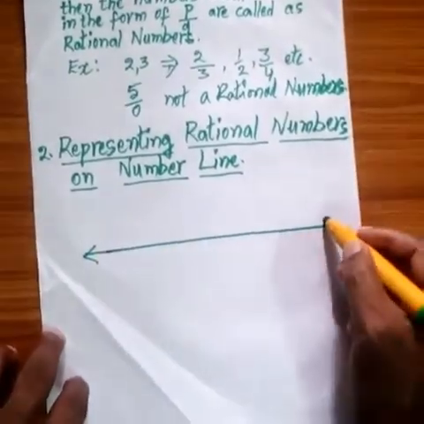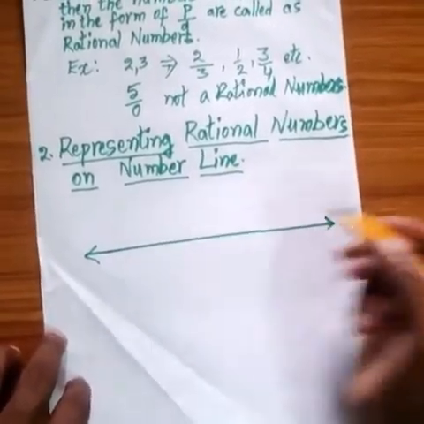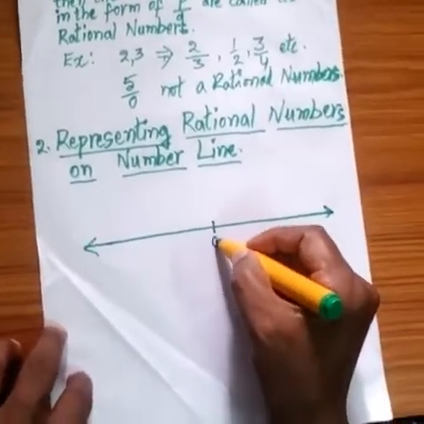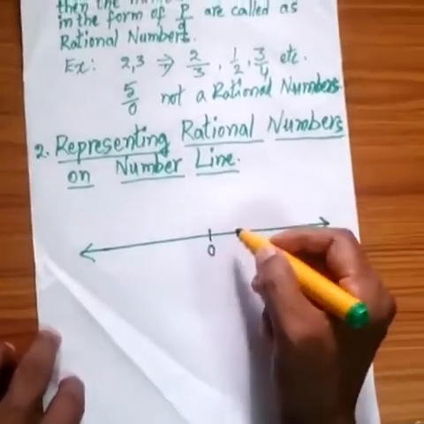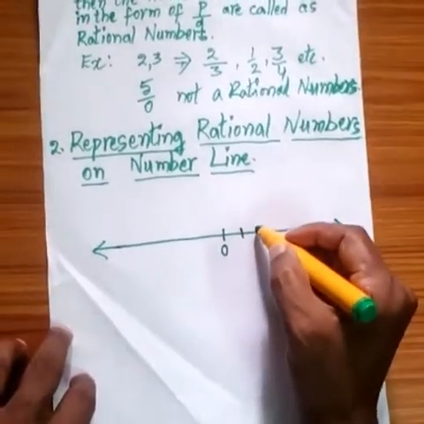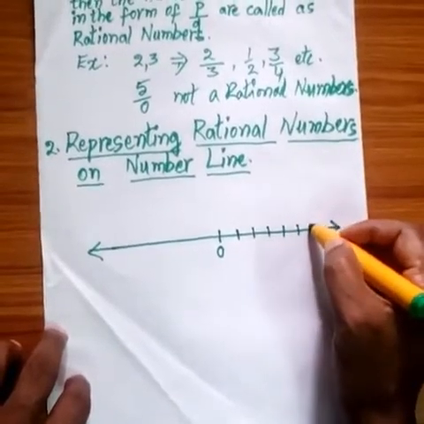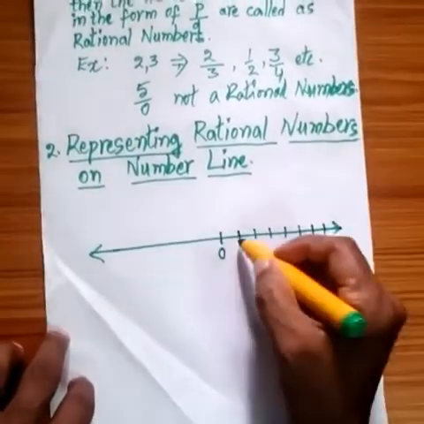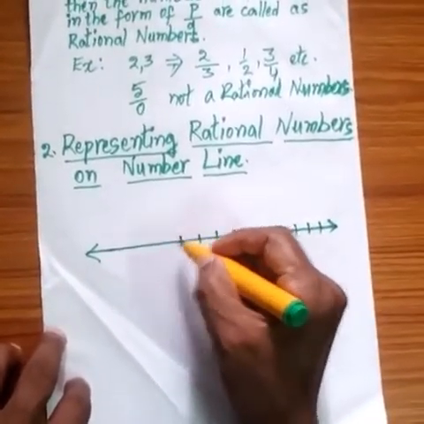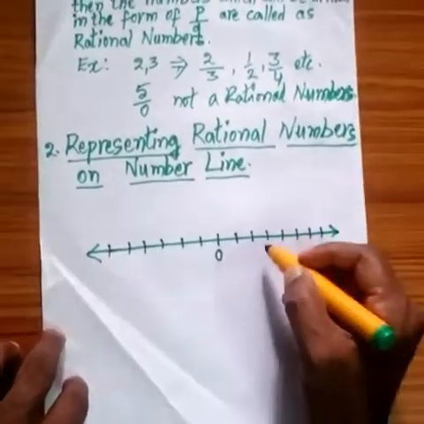So this is a number line. When we represent rational numbers or integers on a number line, first we have to take the middle point, the center point, and write 0 at that point, and we have to make this number line into equal, small parts, and let us draw small lines on the number line. And on the left side also let us make that into equal parts. Let us draw some small vertical lines.